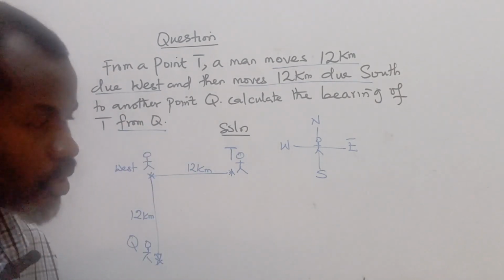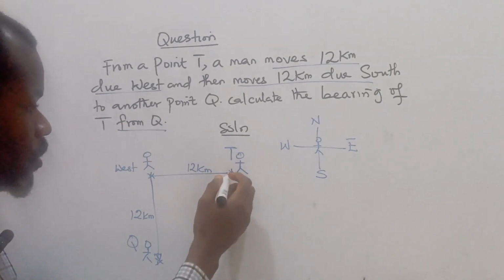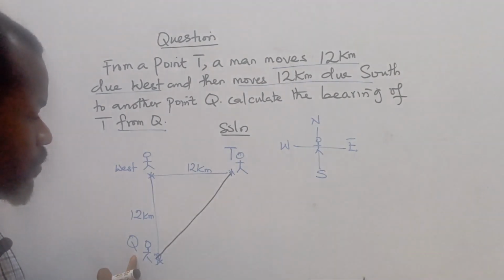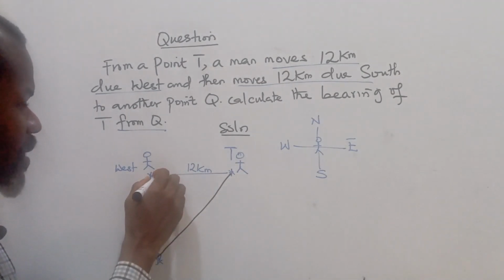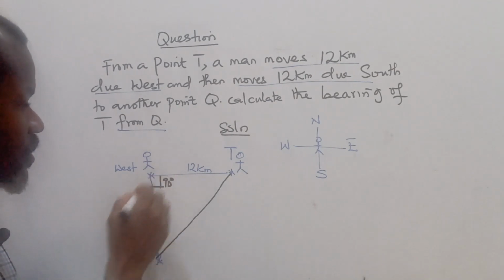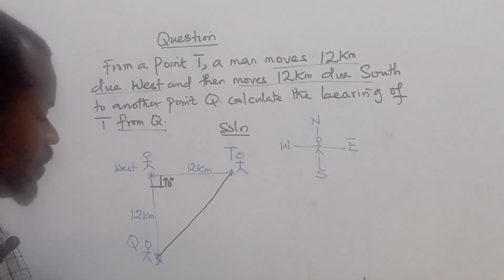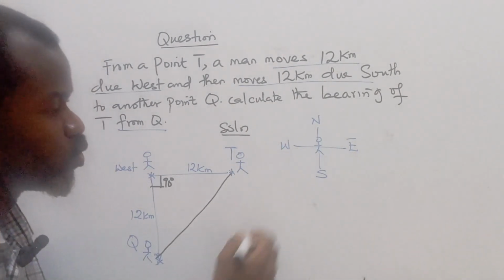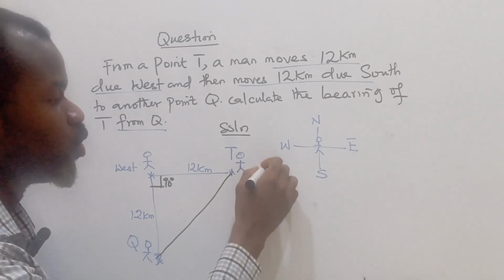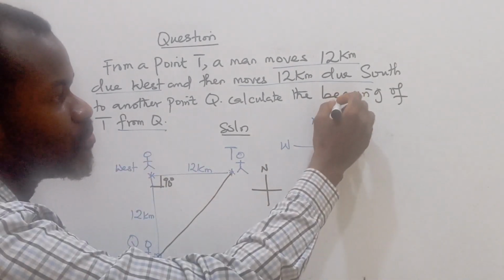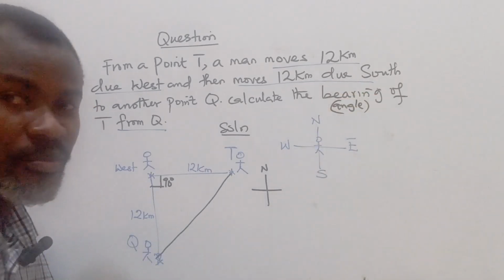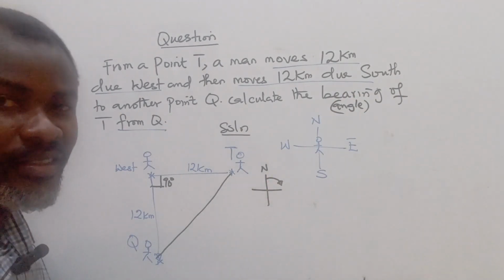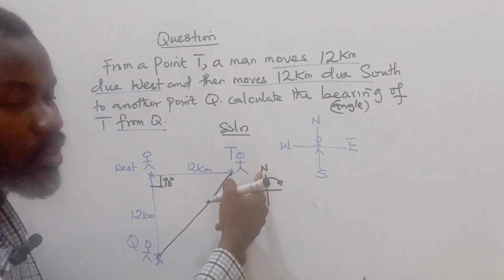Very important. So I'm going to join these points together, T and Q, as the first step. Remember this is going to be 90 degrees. When you are dealing with bearing, bearing is simply the angle measured clockwise, in your right direction, from the north.